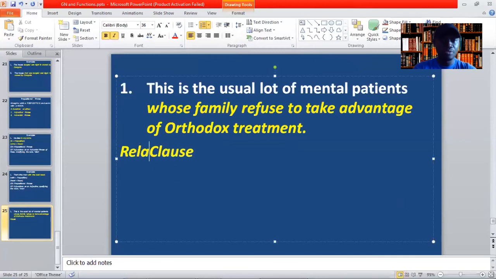So, relative clause. Remember, relative clause functions as an adjective. It qualifies a noun. So, what does it qualify in this sentence? The mental patients, okay? It qualifies the noun.